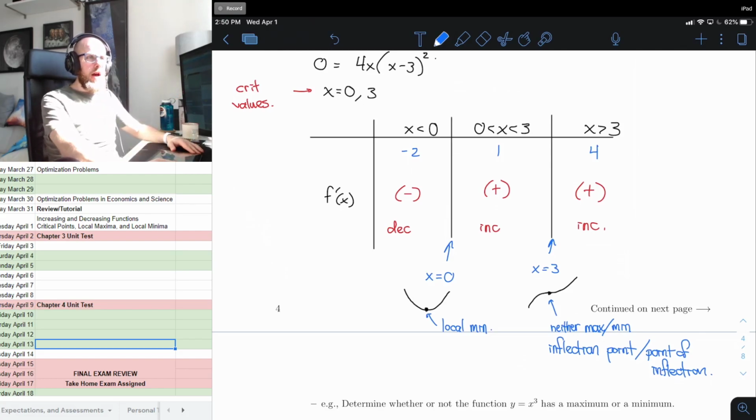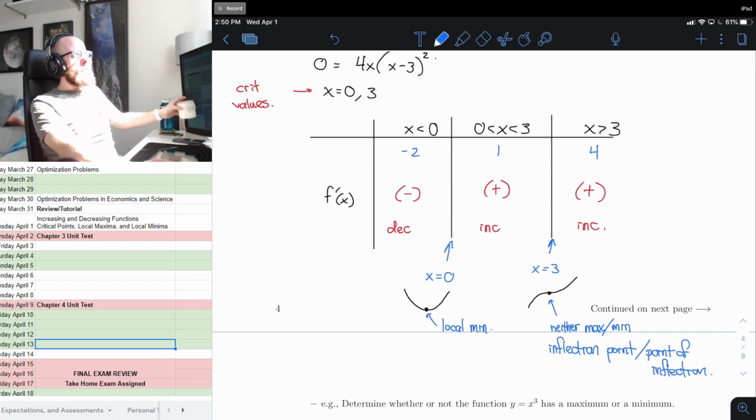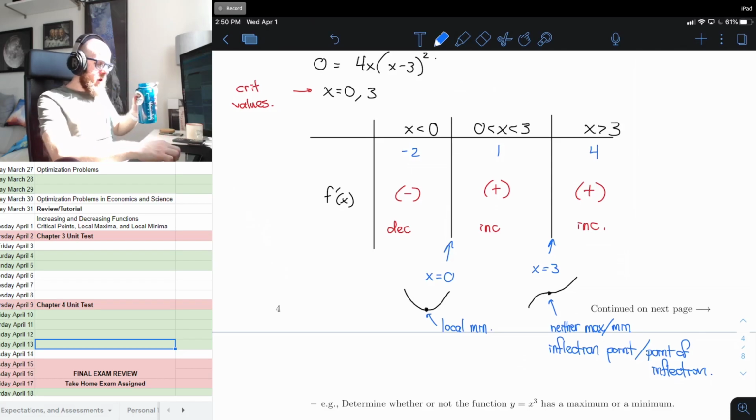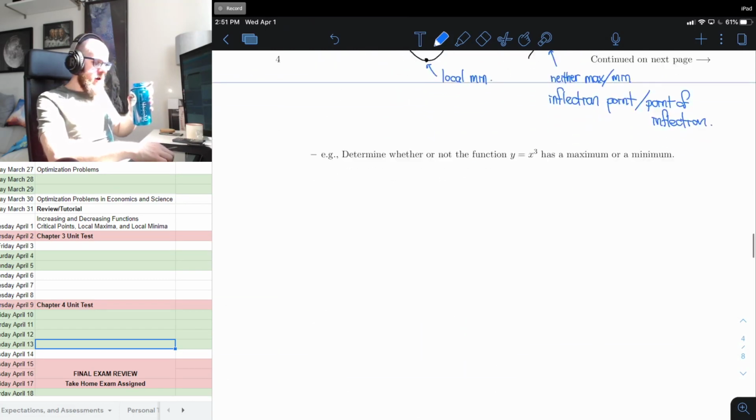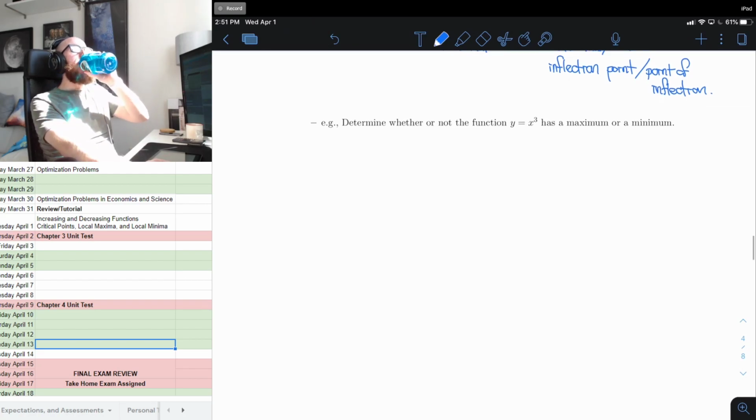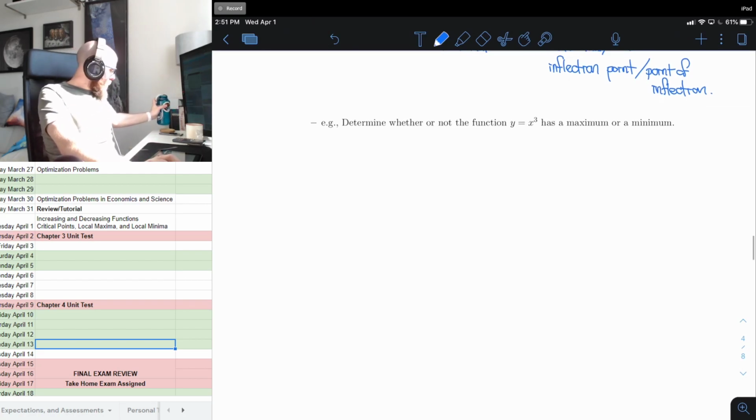Any questions based off that example? Or are we all good? Okay.